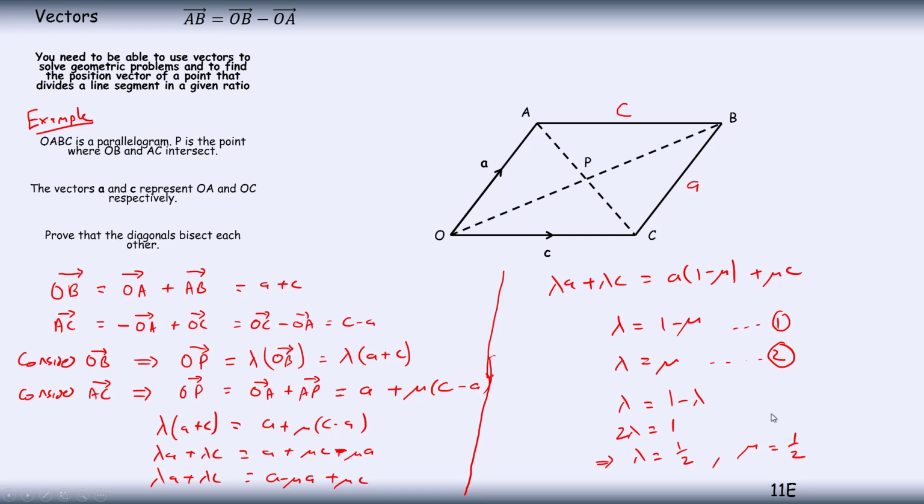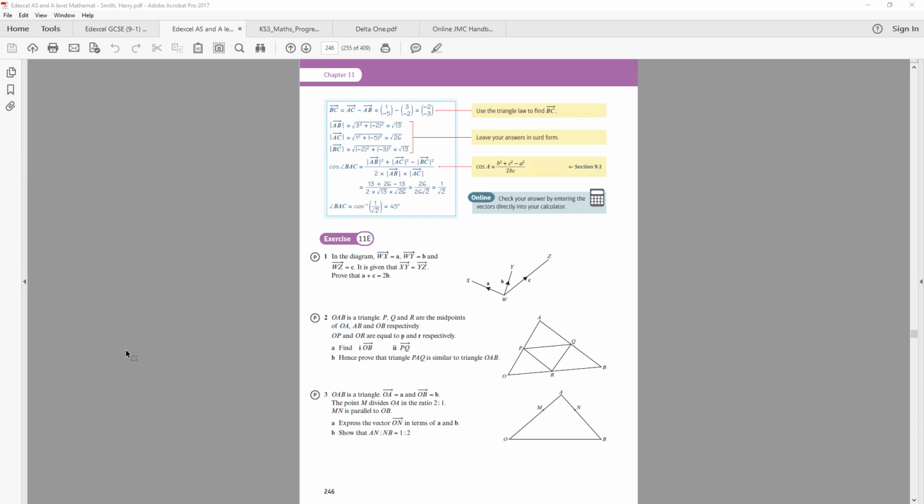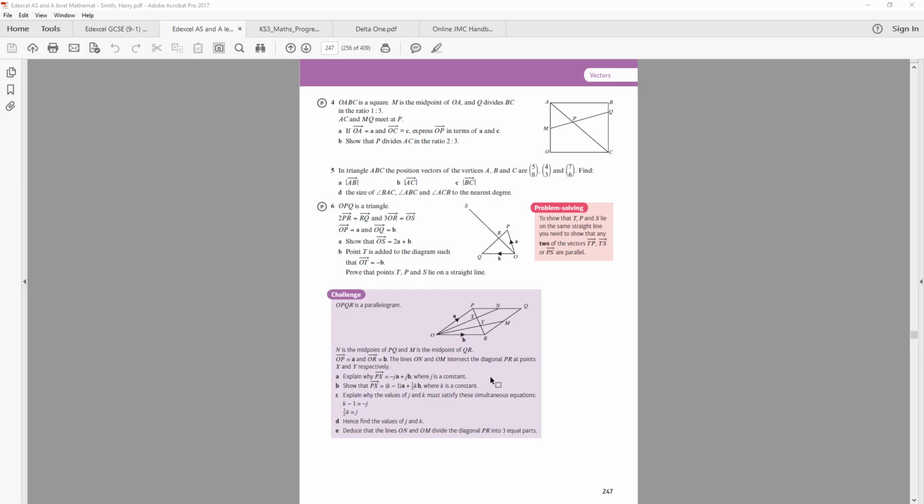Good. Those are your examples. So I'll put some questions for you to do now. So hit pause, make some notes, and when you're ready to move on to your questions, hit play again. Questions for you to do, exercise 11E. Not so many questions, just the 6, and a challenge question for you. So good luck, have a go.